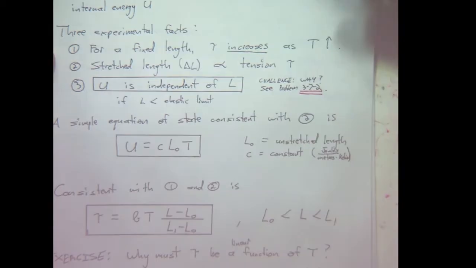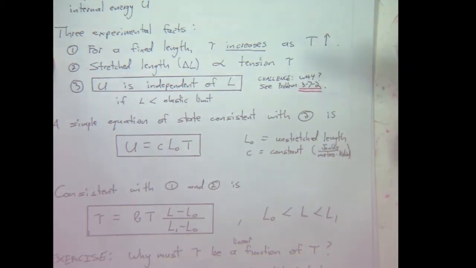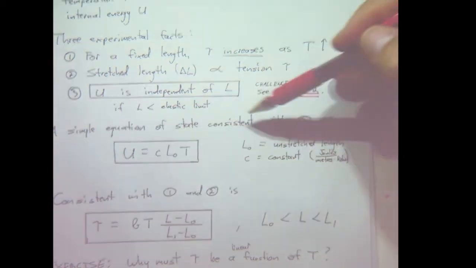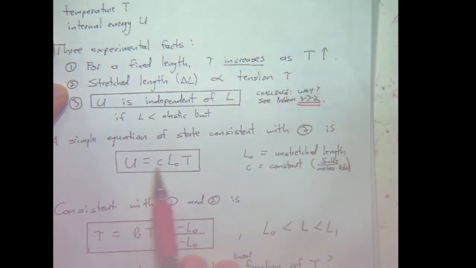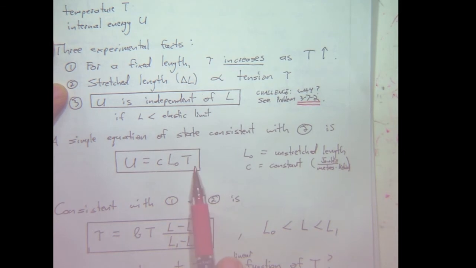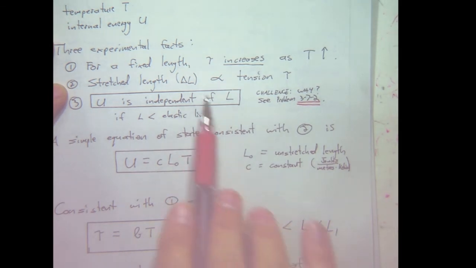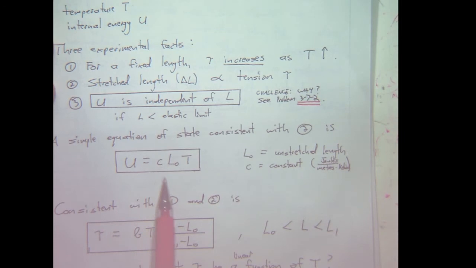Okay, so there's no uniqueness here, but you just want to model. A simple equation of state consistent with number 2 is that U equals some constant times the unstretched length times temperature. So that's consistent with number 3.